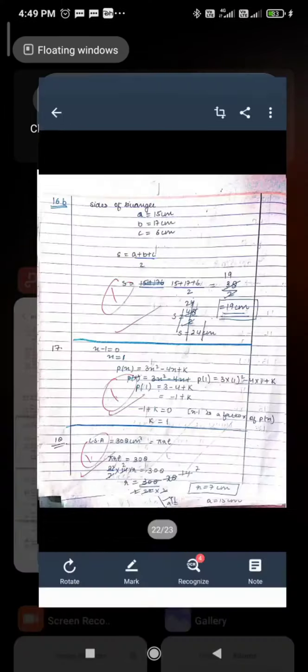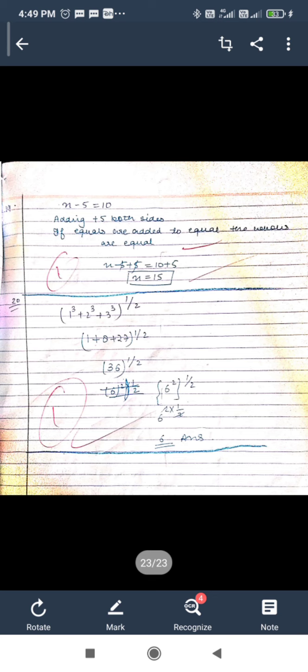Last question, that is 1 cube plus 2 cube plus 3 cube whole raised to the power 1 by 2. That is 1 cube is 1 and 2 cube is 8, 3 cube is 27, that is 27 plus 1 is 28 plus 8 is 36, raised to the power 1 by 2. That is 36 is square of 6, so 6 will be the answer.